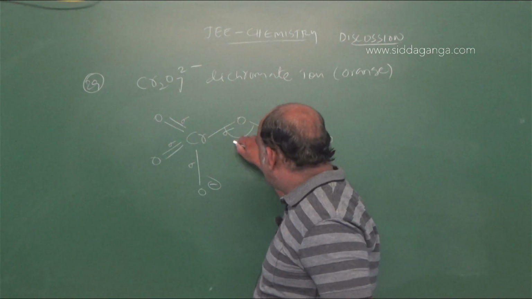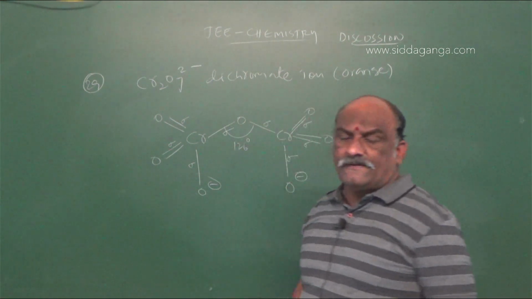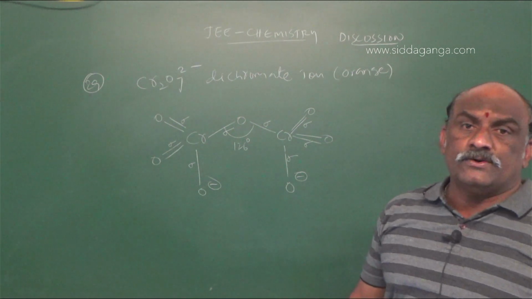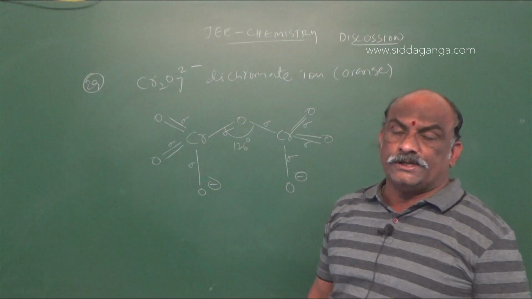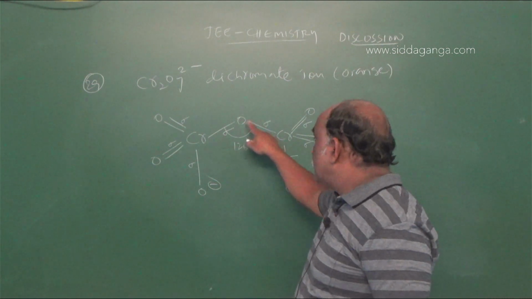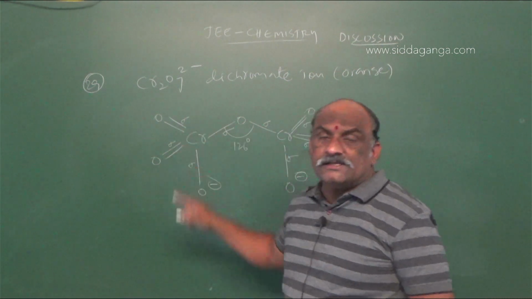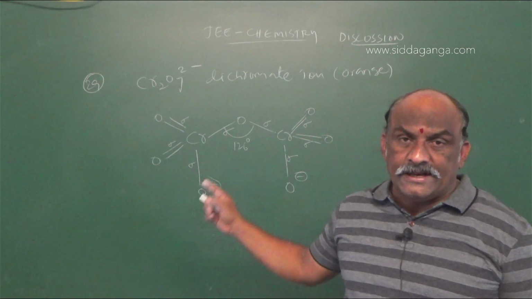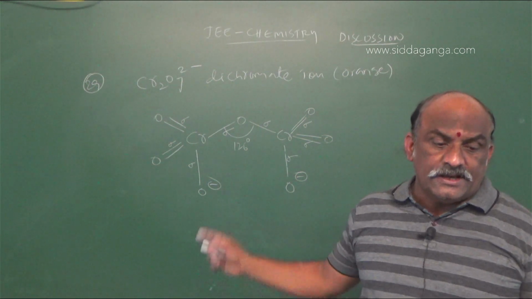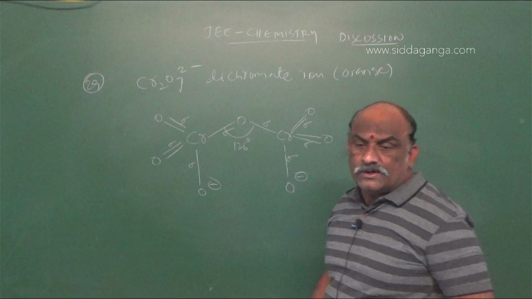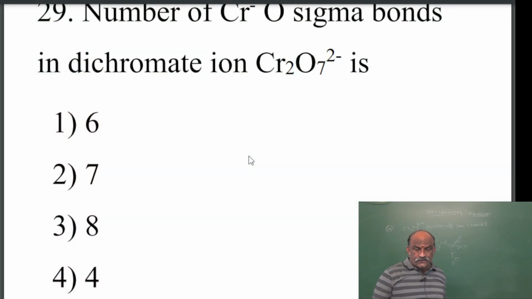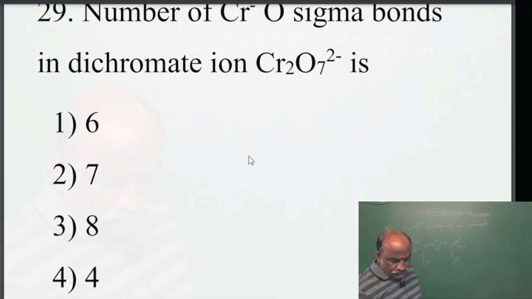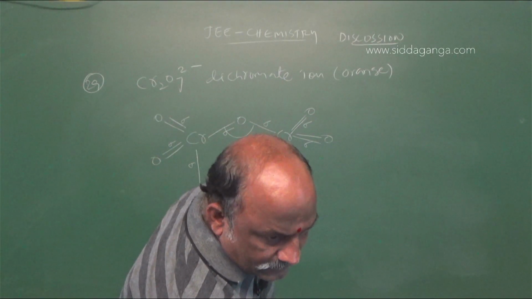The bond angle is 126 degrees. Here the bond length is 163 picometers. The Cr–O single bond length differs from the Cr=O double bond. This was a direct NCERT diagram. So in this example, the number of sigma bonds is 8. Among the options 6, 7, 8, 4, 8 is the right option for this question. Next question, number 30.